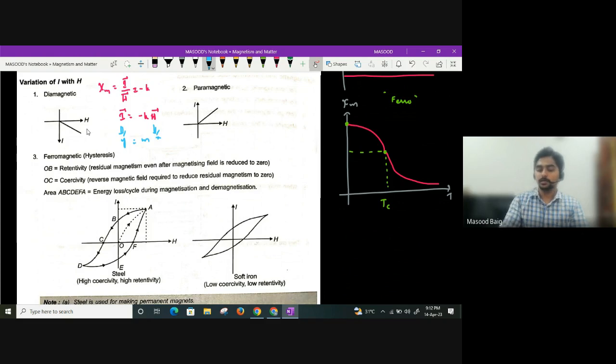For paramagnetic, instead of writing minus K, you'll write plus K. So as you can see, slope is positive but small, guys, for paramagnetic. For dia, slope will be negative and small.